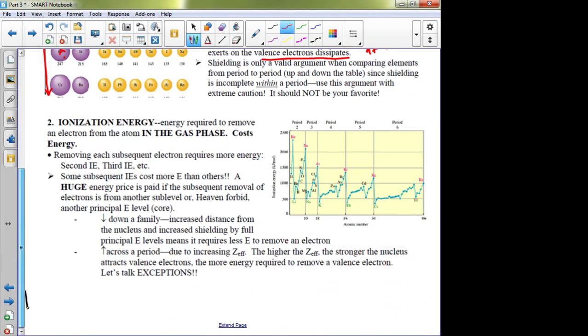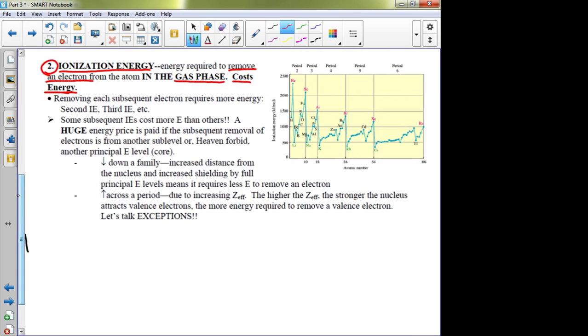Yes? All right, let's move on to number 2, ionization energy. Ionization energy is the energy required to remove an electron from an atom that's in the gas phase, okay? And I already know this is going to cost energy. To remove an electron from an atom, I'm going to have to use energy to get it out. Not only that, if I tried to remove more electrons besides just one, each one of them is going to cost more energy than the one before it.